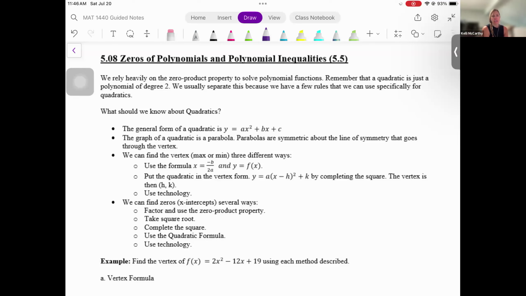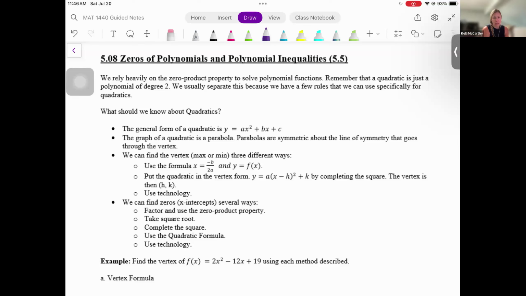In this video, we're going to look at zeros of polynomials and polynomial inequalities. We rely heavily on that zero product property to solve polynomial functions. The zero product property says that if you've got the product of two terms and that product is zero, then one or the other or both have to be zero.